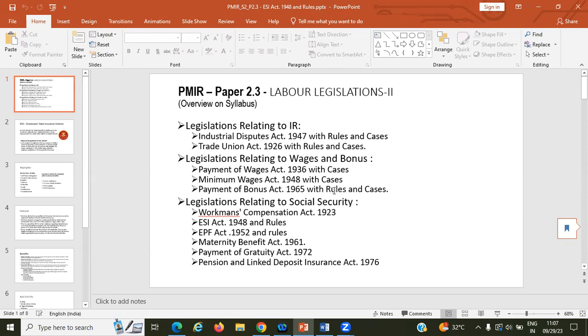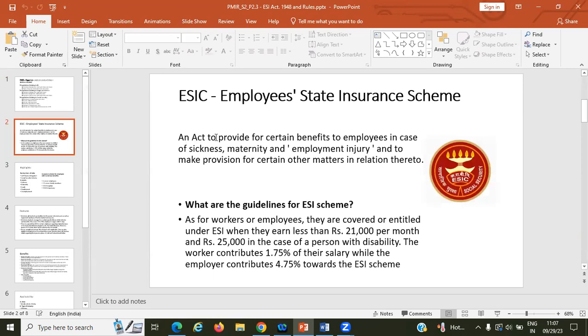Employee State Insurance. As the name says, it's a kind of insurance act which provides social security. It's under social security, just like, you know, the Workmen's Compensation Act. Similarly, the ESI Act is an insurance act. What the meaning says: an act to provide for certain benefits to employees in case of sickness, maternity, and employment injury, and to make provisions for certain other matters in relation thereto.